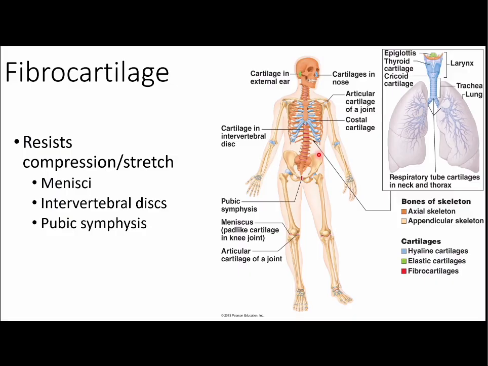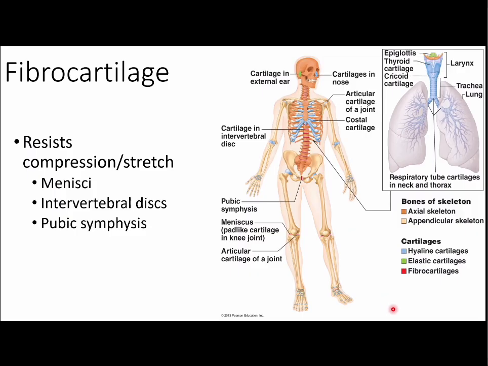Again, your spine holds your weight. The further we go down the spine, the more weight these vertebrae have to hold. So we'll have more pad-like structures between our vertebrae to resist that compression. And then our pubic symphysis. Right here between the two halves of our pelvis, we have fibrocartilage as well. It's a thick pad-like structure again between those two halves of the pelvis.